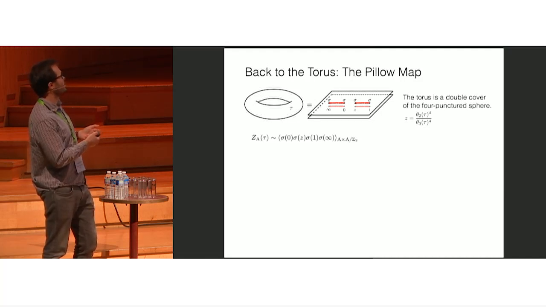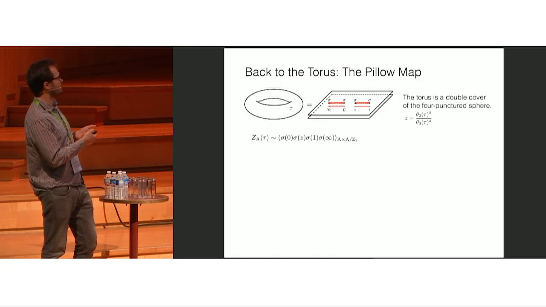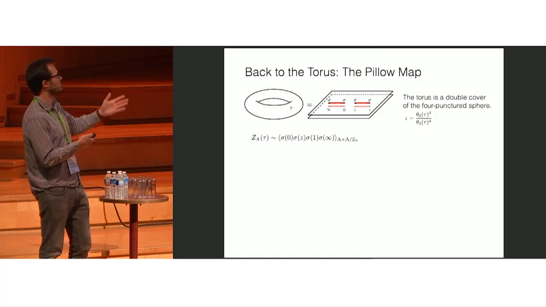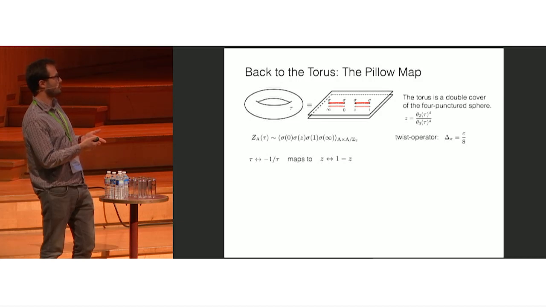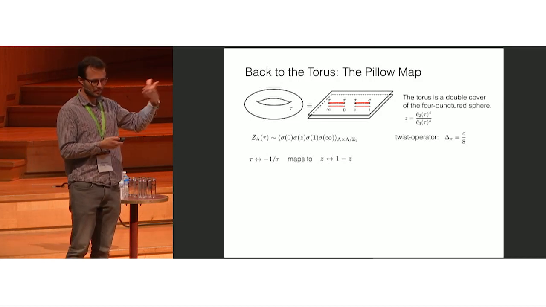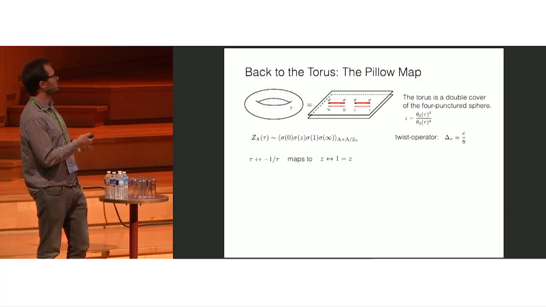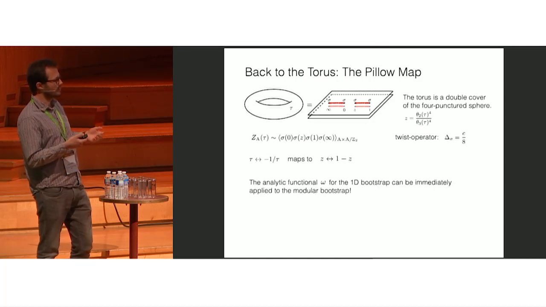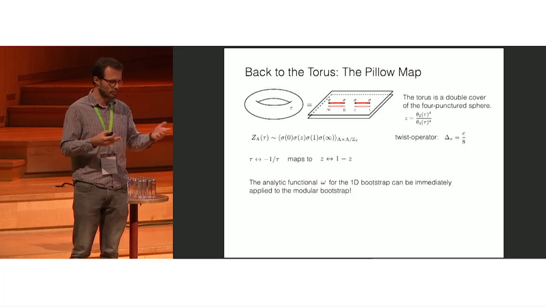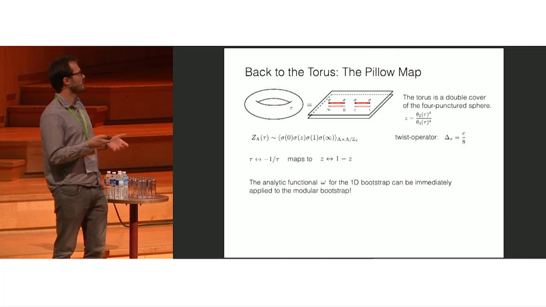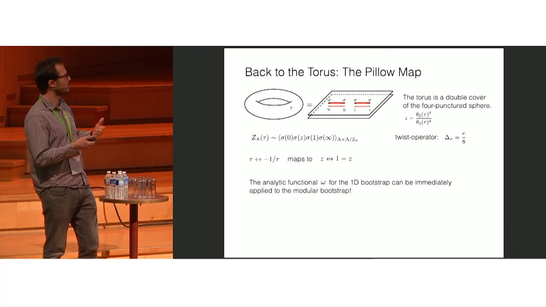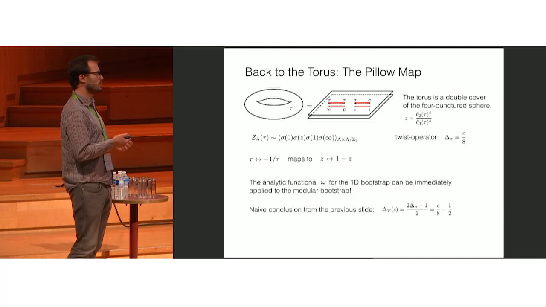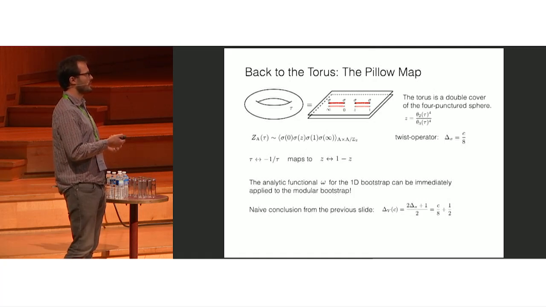And as I said, the torus partition function of the original theory A is proportional to the four-point function of twist operators, sigma, in the Z2 symmetric product orbifold of the theory at these two locations. Now, this twist operator is a Virasoro primary of scaling dimension c over 8. It lives in the product orbifold. And nicely, the modular S transformation maps precisely to the four-point function crossing transformation, z goes to 1 minus z. So this means that it's possible to reformulate the modular bootstrap as a four-point function bootstrap. And one can then apply the analytic functional omega from the previous slide, which works in 1D, to the modular bootstrap as well. So the naive conclusion now would be that the optimal upper bound in the modular case, so the bound that we are after, is 2 delta sigma plus 1, 2 delta sigma plus 1 over 2.